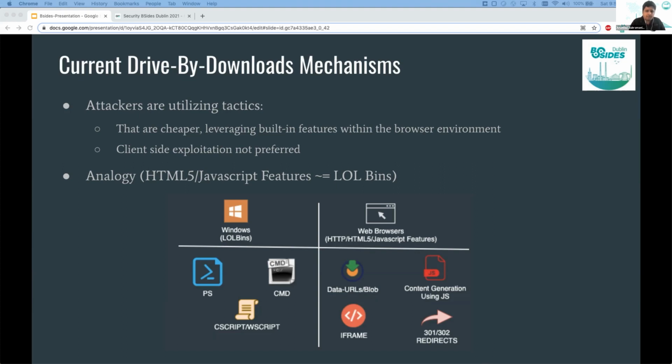These are features like the data URLs or blobs, which is defined in the RFC 2397. And using JavaScript to generate blobs that trigger downloads on endpoints. And lastly, the other technique is using the simple technique of iframe plus redirection, which are all again within the browser environment itself. One thing to note is there is no client-side exploitation here.